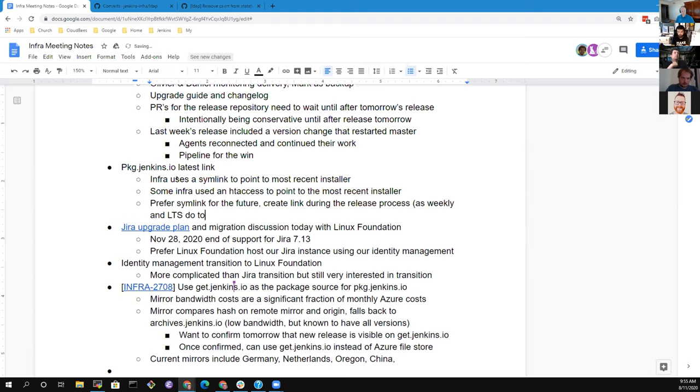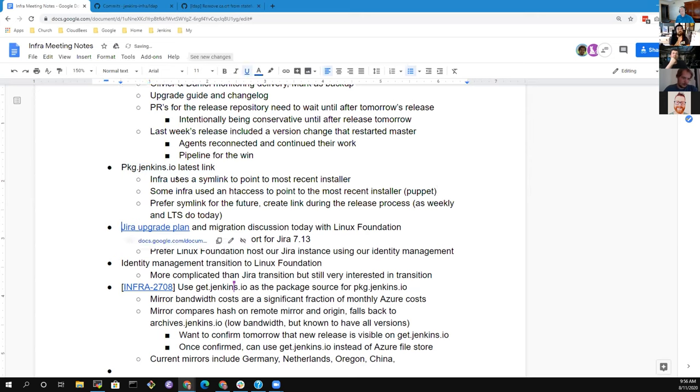Great, thanks. And Weekly and LTS are doing that now, so that's a relief. Anything else on the pkg.jenkins.io latest link? No, that's all. That's the only thing that I wanted to highlight. I just want to be sure that you were aware that Puppet generates some links, and so we have both htaccess and symlinks. Okay, great. Thank you. I need to remember that.